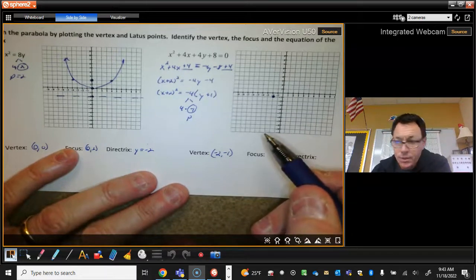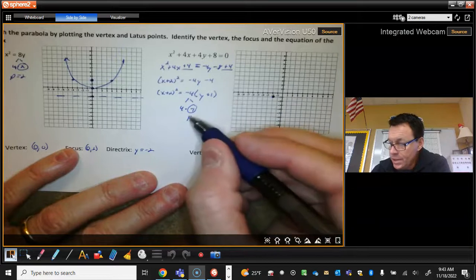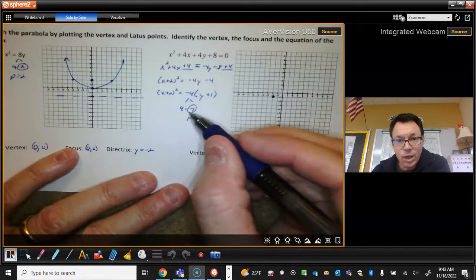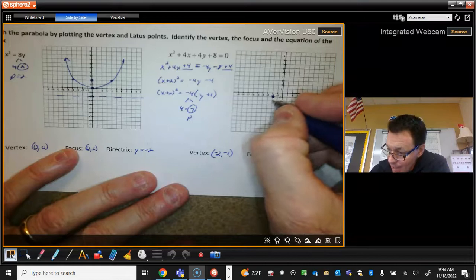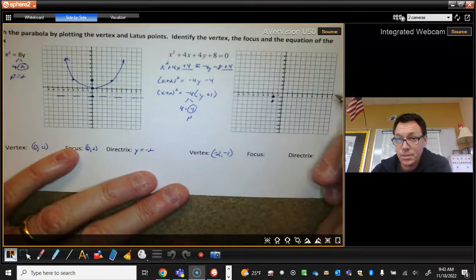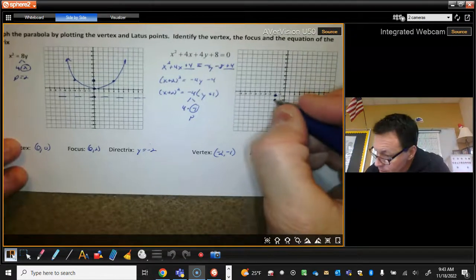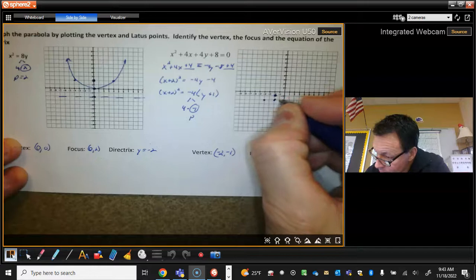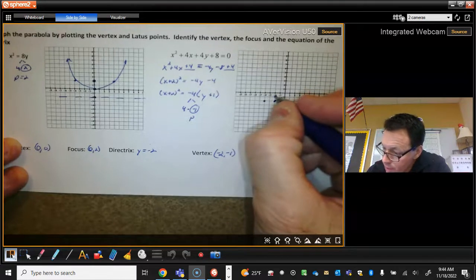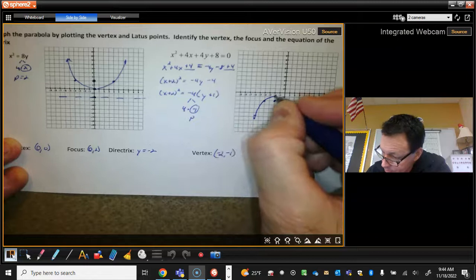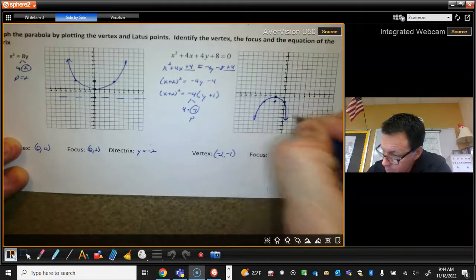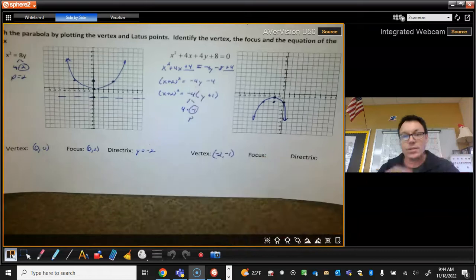What is our p value? Because that's our vertex. This is going to tell me how to move to get to the focus. It's a negative 1. So we're going to go down 1. That's where our focus is going to be. Okay, our lattice points are going to be double that to the left and to the right. So if I went down 1, I'm not going to go left 2, I'm going to go right 2. So left 2 and right 2. So notice this parabola is going down, which makes sense, because whenever we have a negative, that's going to flip our parabola. Okay, so that one's going down.